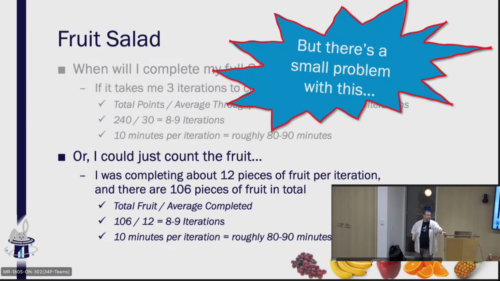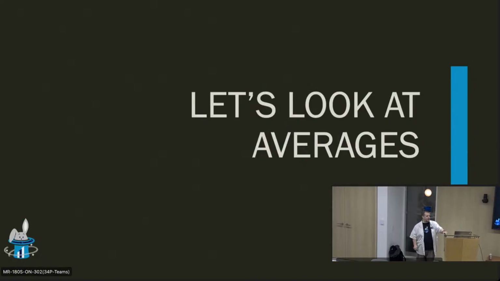The problem that we have with this example that we've used here, and I did it on purpose, is that the numbers worked out really, really well. We were able to use the average. We used 30 points, or 12 fruit per sprint, to get to that 80 to 90 minutes. And there's a problem with averages. Let's do the third activity on the sheet there.